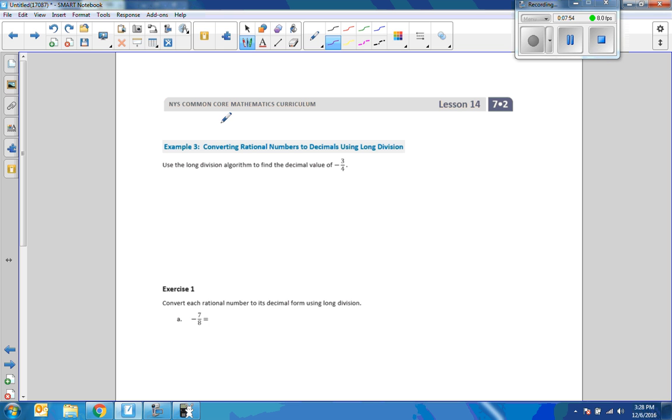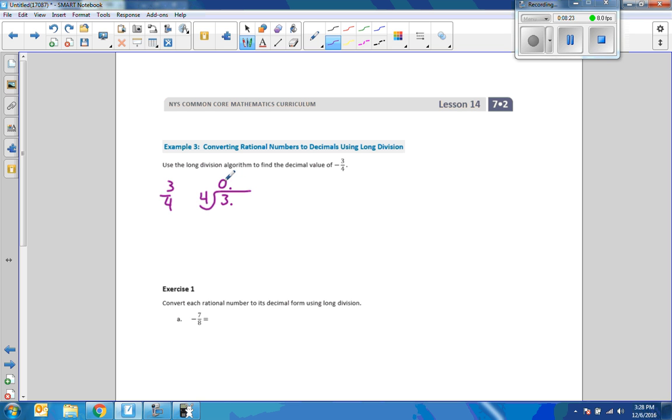Example 3, converting rational numbers to decimals using long division. Using the long division algorithm to find the decimal value of negative 3 divided by 4. Alright, so the first thing I'm going to do is ignore that negative sign and treat this as 3 fourths. And that means 3 divided by 4. So it's going to look like this to start.